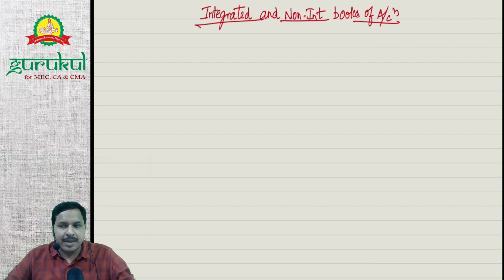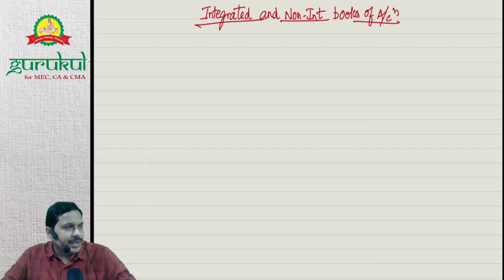In this chapter, we learn journal entries. At the same time, we'll learn what ledgers will be opened and how we will close them. All those adjustments will be learned in this particular chapter.